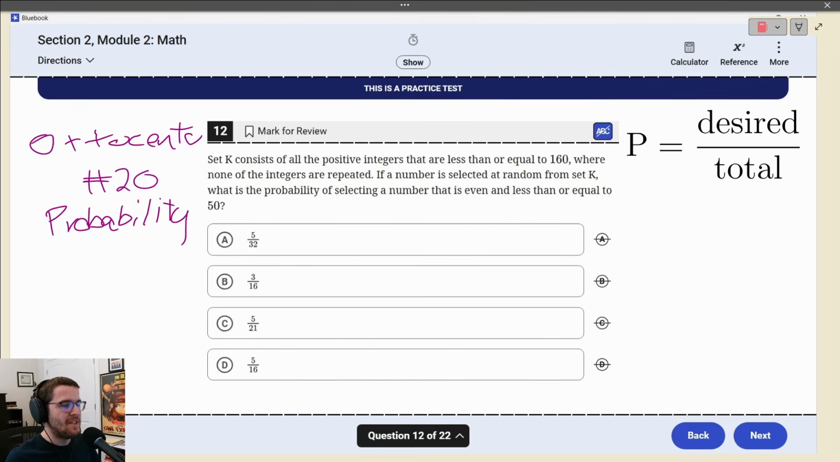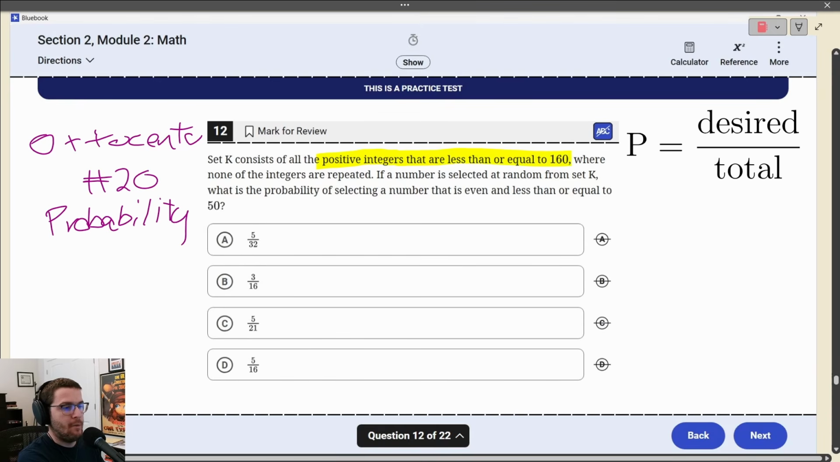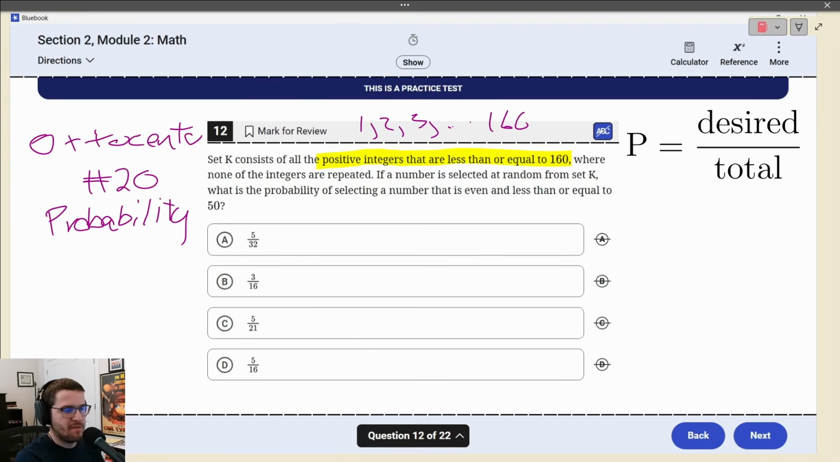That's pretty cool. So anyway, probability is desired over total. It says positive integers. So positive integers starts at 1, like 1, 2, 3, up to 160. It's not a trick, guys. There's 160 numbers from 1 to 160. So the total is 160.